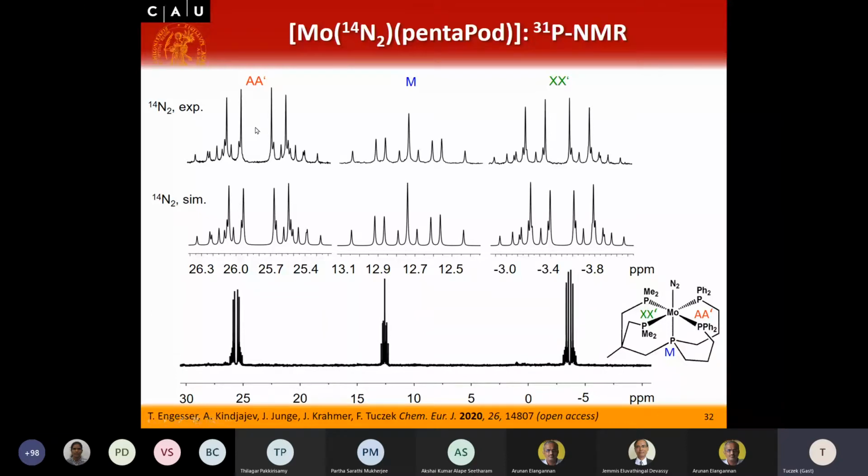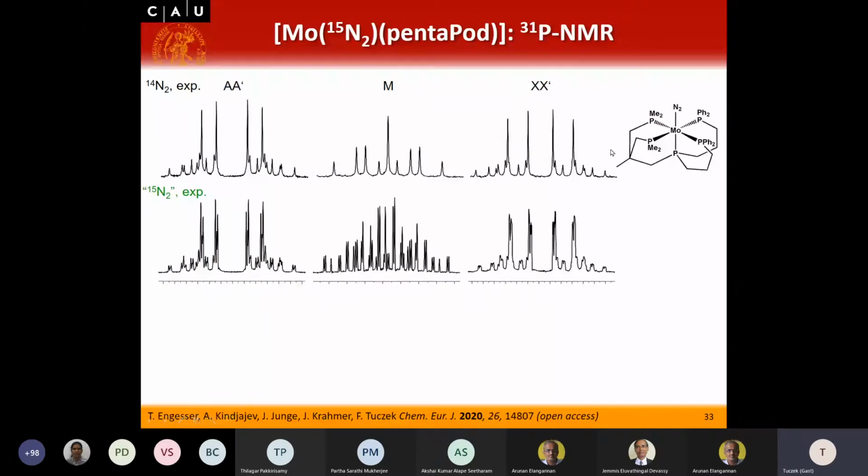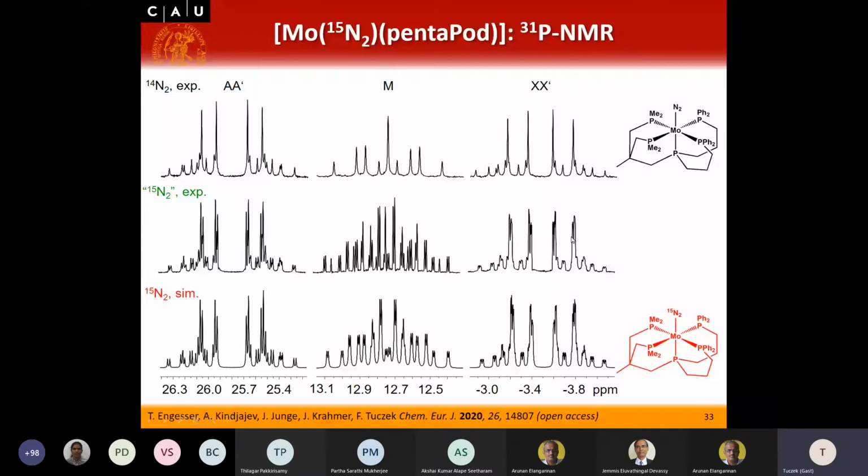So here you have the XX' nuclei, here you have the AA' nuclei, and here you have the M nucleus. And in an AA'XX' spectrum, you have 10 lines in each of the subspectra, and by coupling with this M signal, they double. Each signal doubles, and you get 20 lines here and 20 lines here. And we saw that when we made the 15N complex. Here you have the experimental spectrum of the 15N complex. Here you have a simulated spectrum.